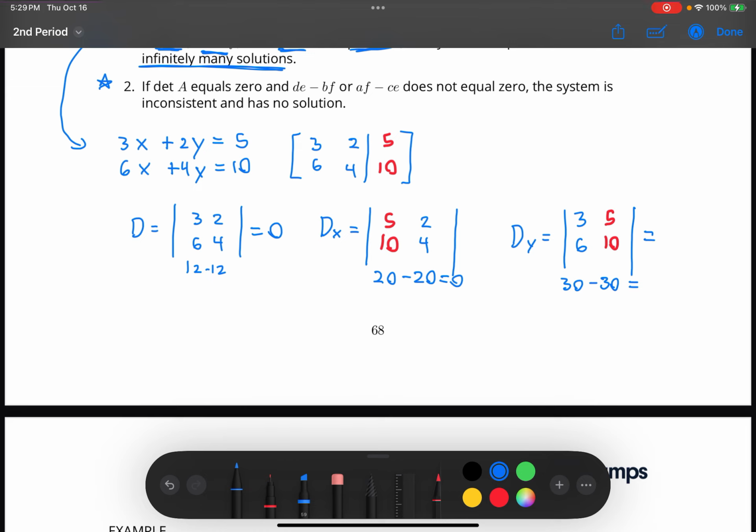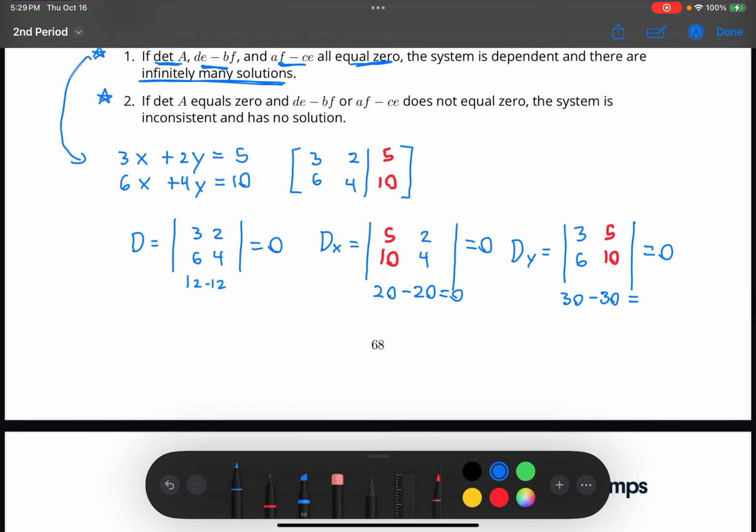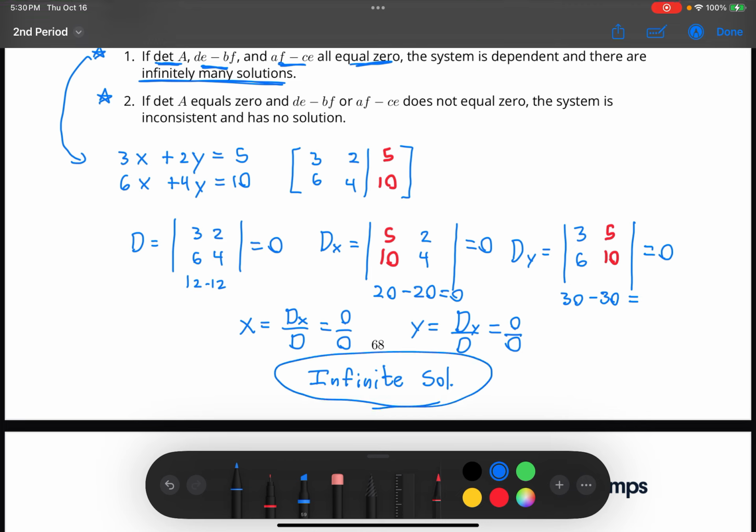So this is the important thing for you to know. If all of your determinants, and I mean all of your determinants, are equal to 0, okay, and that's what this is saying, then you're going to have, remember, x would be dx over d, and y would be dy, which is the determinant of y over d. This is basically all zeros. If you happen to have that, then you're going to have an infinite amount of solutions. Again, only if all your determinants are 0. Okay? Only if that happens. Every single one of them is 0.